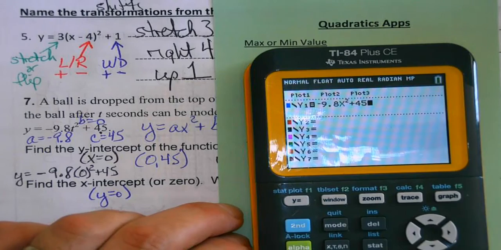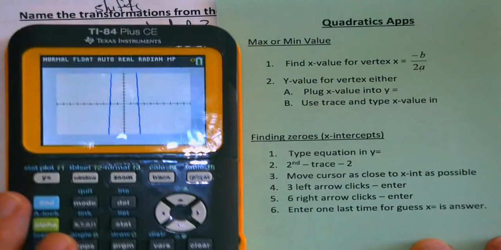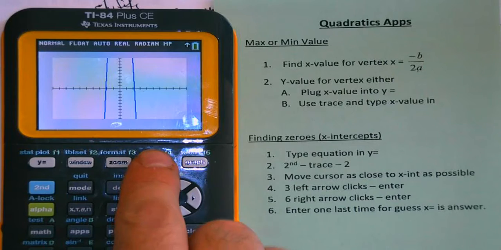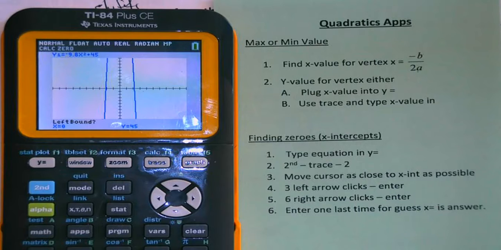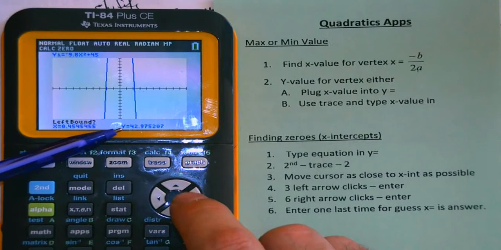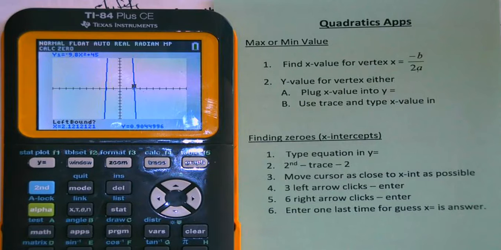Once I do that and hit graph, try to get rid of the glare. There we go. And again, I'm going to hit second, trace, and I want number 2. I'm trying to find the 0. I'm trying to find the intercept. And remember, sometimes our cursor may disappear. So normally, I'm going to watch my y value, and I'm hitting right. As long as I see the y value is going down, I'm going to keep hitting right until I see my little cursor guy show up here. There he is. And my goal is I'm trying to get as close to the x-axis as I can. That's pretty close right there.